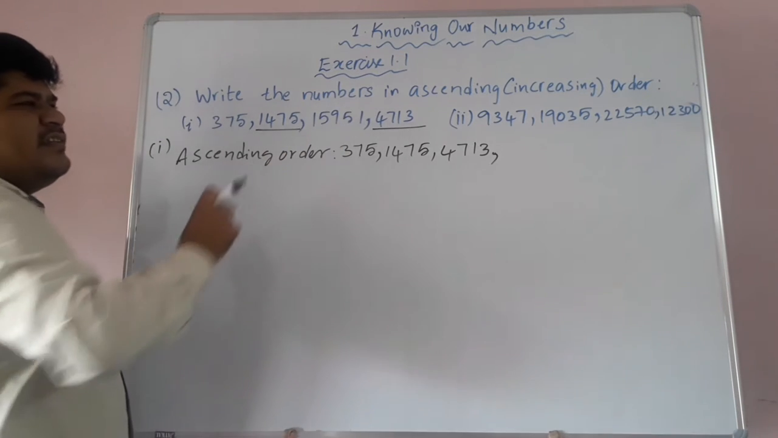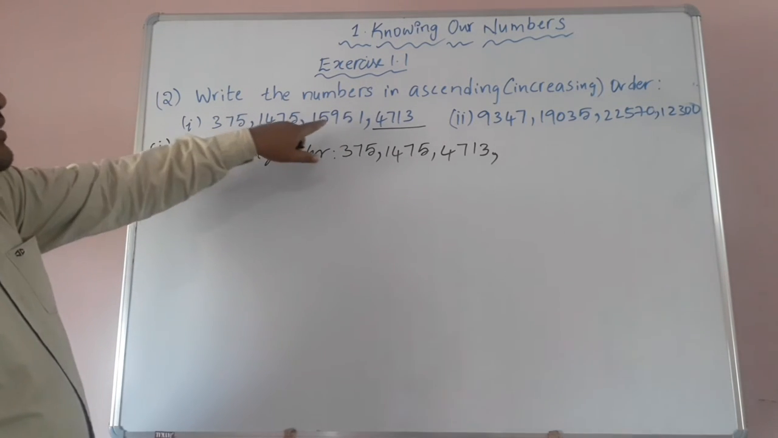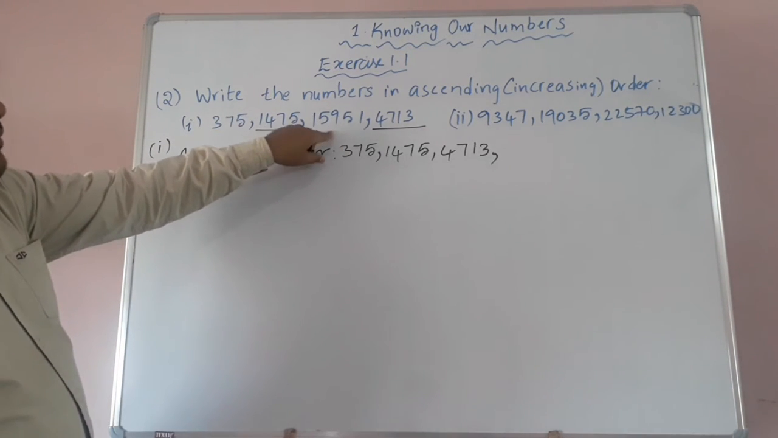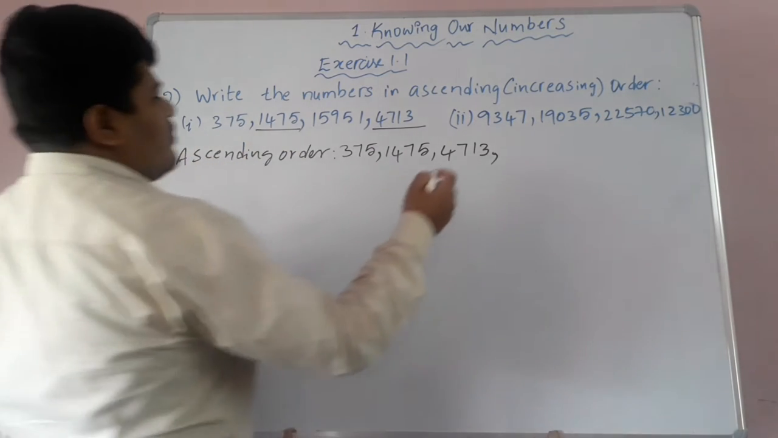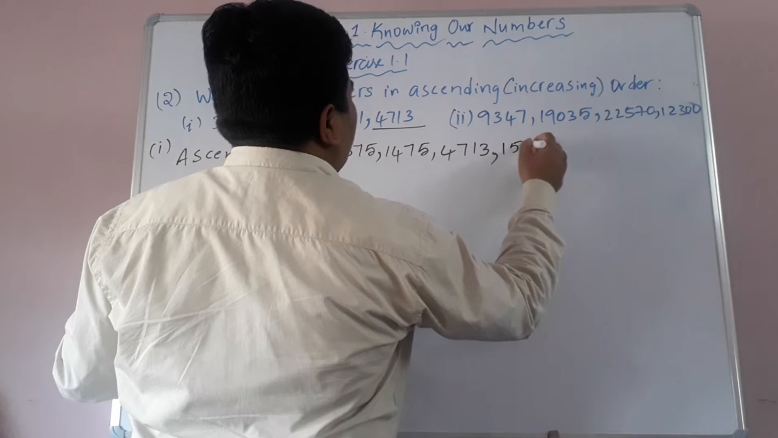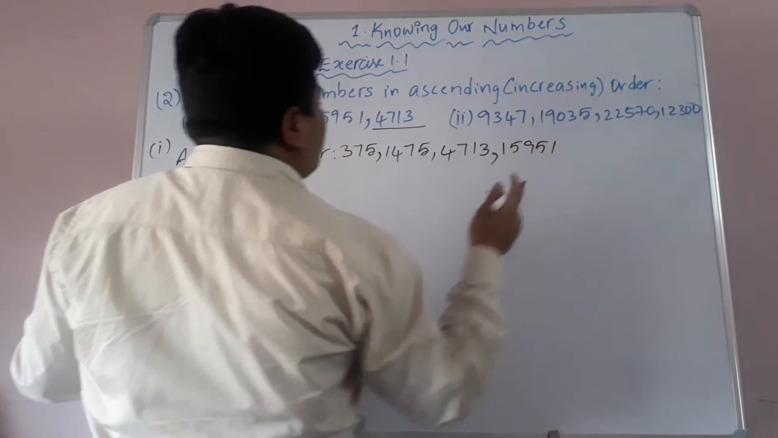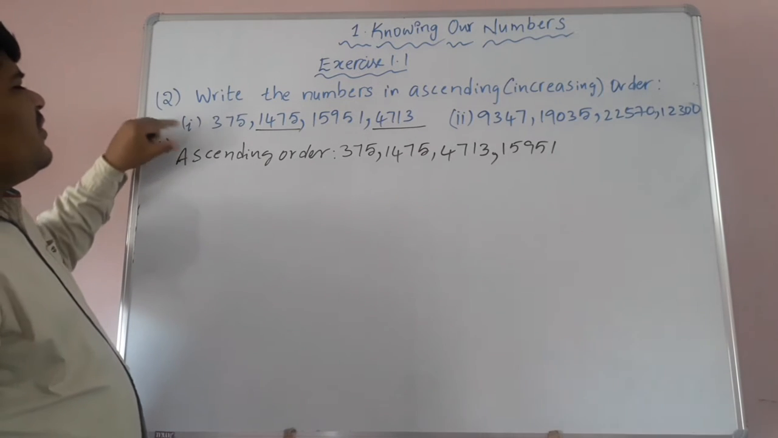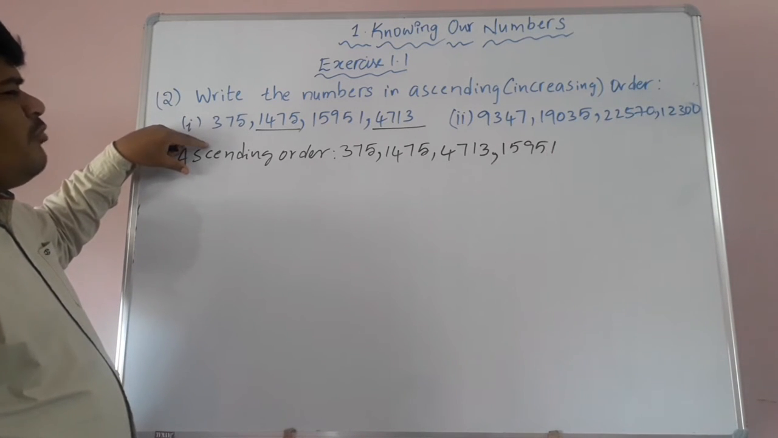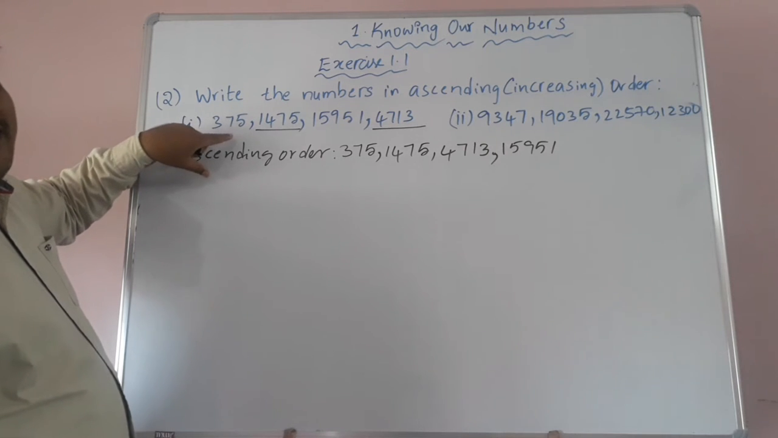Now children, 15951 means 15,951. This number has 5 digits. Among all these numbers, only this number has the highest number of digits. So obviously this number will be big. So the biggest number is 15,951. So children, all these numbers we wrote in ascending order, from small to big. Or else this is also called increasing order.